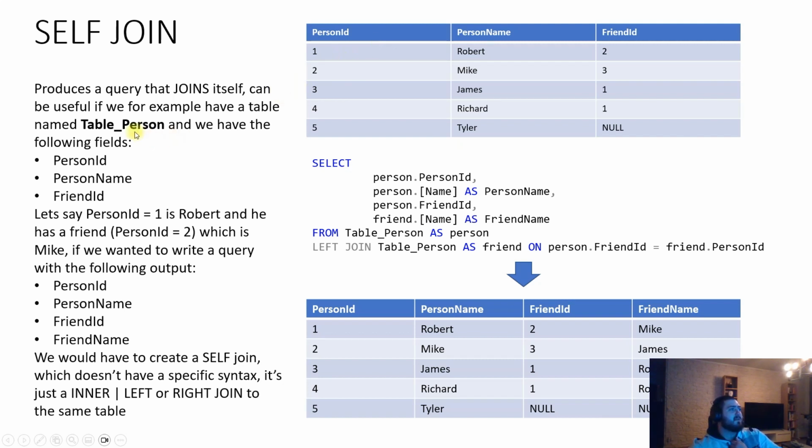We have a table called table person, and in that table we are storing information. Each person has a person ID, a name, and the ID to a friend.